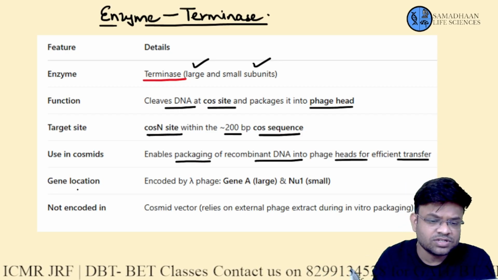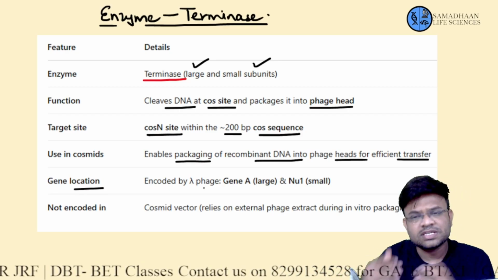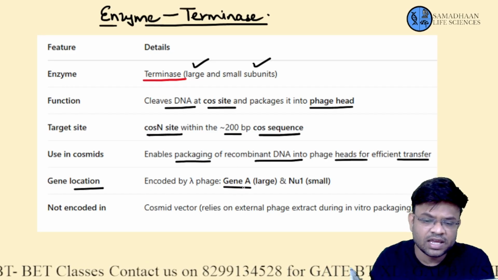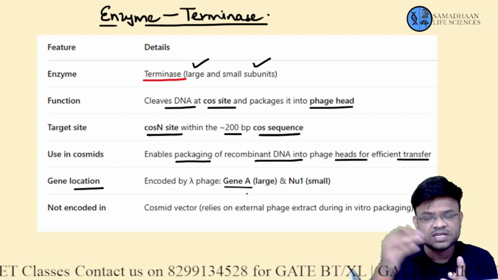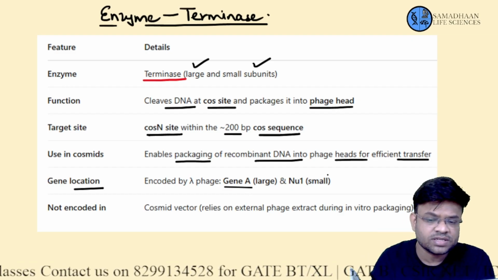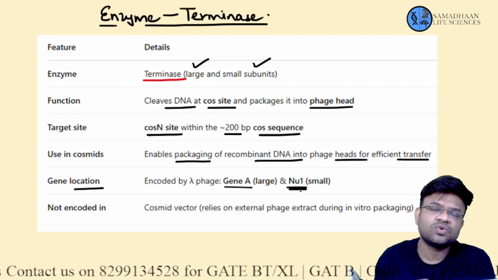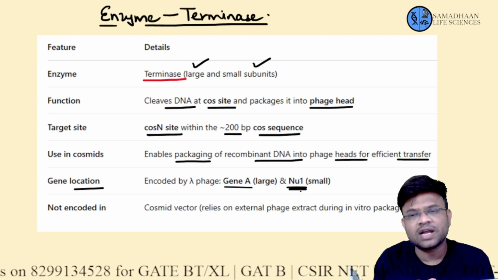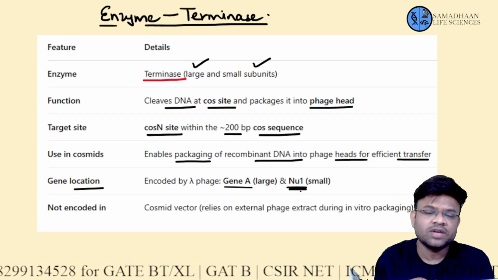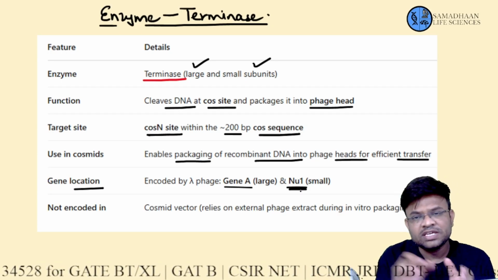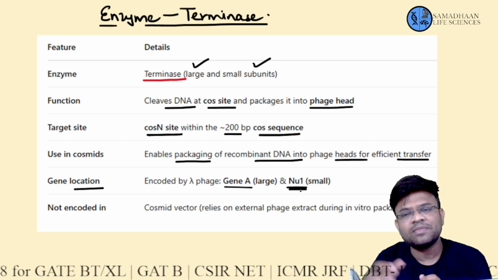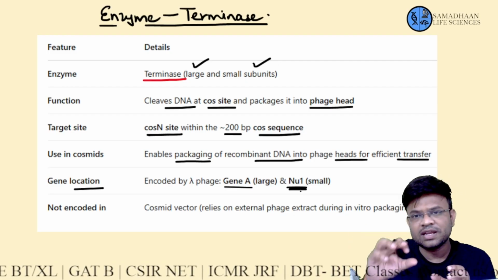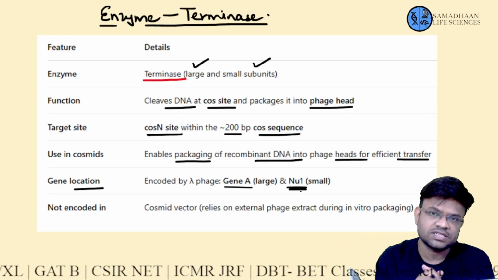Next is, what is the gene location? This terminase enzyme is encoded by a gene called gene A. This basically codes for the larger subunit, and nu1 codes for the smaller subunit. So there are two genes involved: gene A coding for the larger subunit, nu1 coding for the smaller subunit. Now these two genes are present inside the lambda phage genome, right? So lambda phage DNA has these two genes.